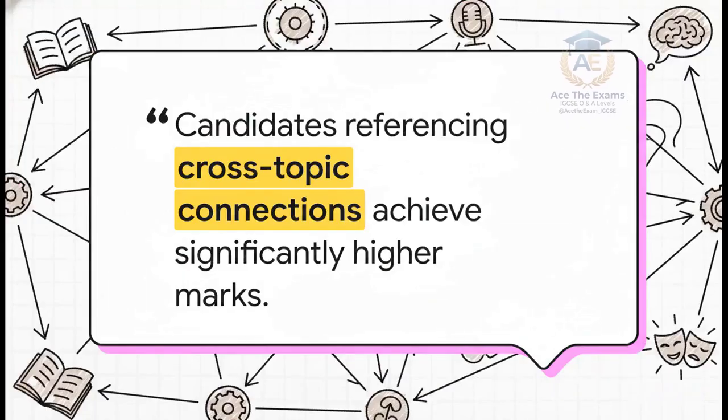Listen to this direct quote from the Principal Examiner report. Candidates referencing cross-topic connections achieve significantly higher marks. This is a massive clue. It means the theoretical architecture of your revision simply cannot be a list of isolated bullet points. It's not about knowing 50 disjointed facts about Afrikaans linguistics. Your knowledge base must rest on precise definitions, yes, but more importantly on identifying causal relationships and integrating those with other syllabus areas. The examiners are actively, specifically scanning your responses for these cross-topic connections.